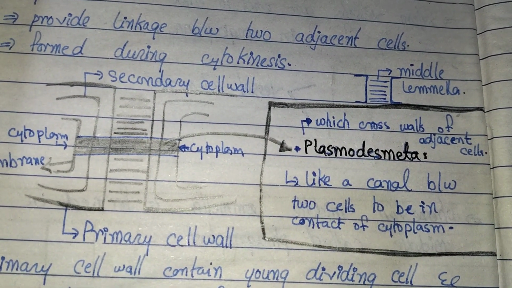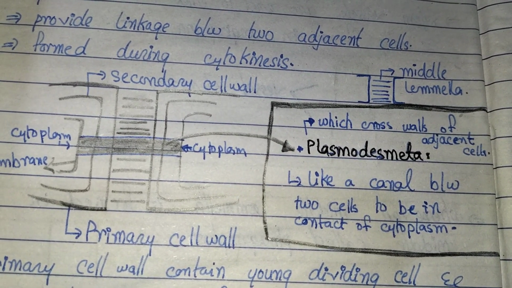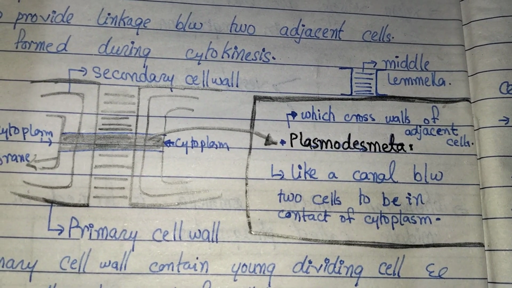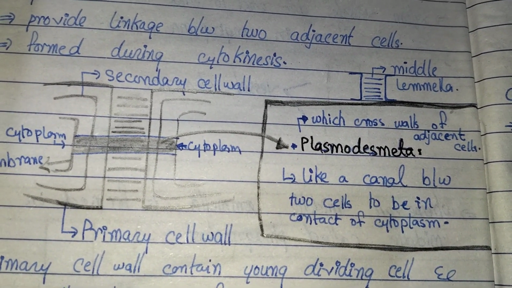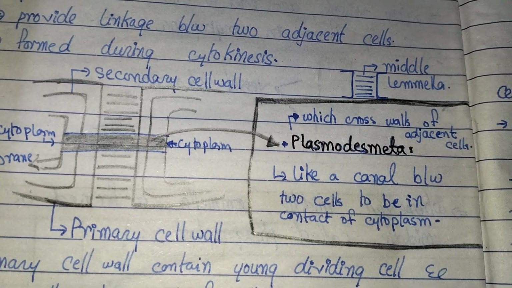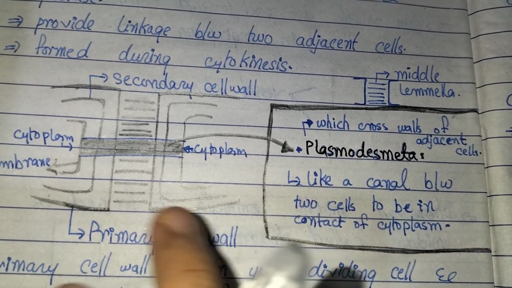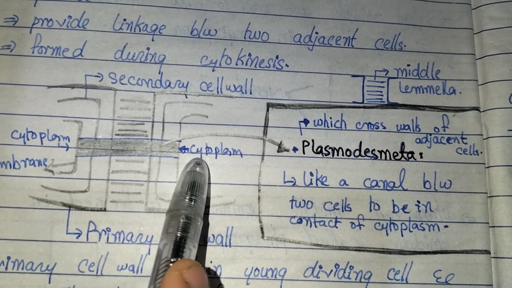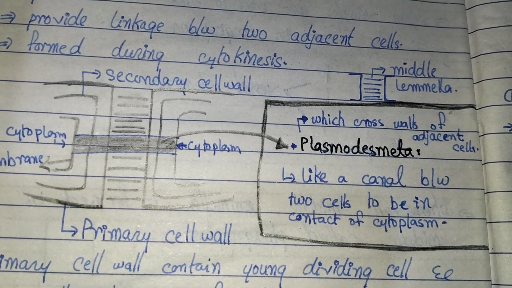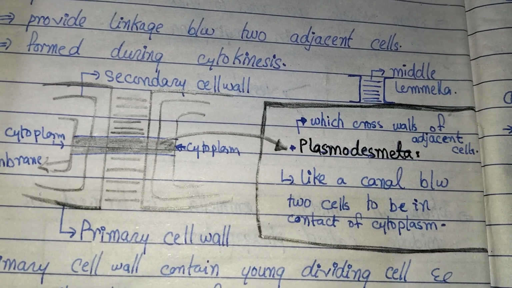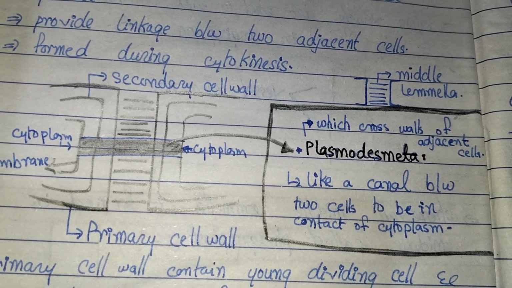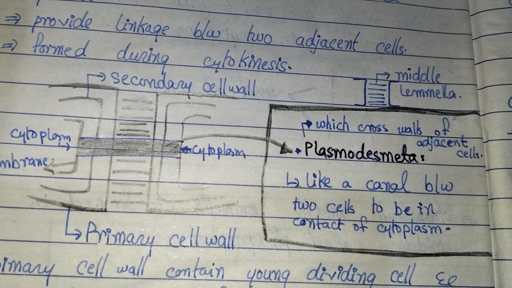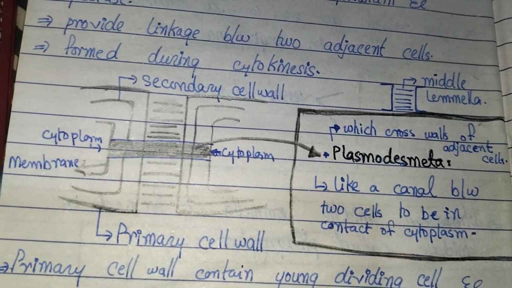It is a type of canal which crosses the walls of adjacent cells, and it is used to communicate and exchange the cytoplasm of both cells. This cytoplasm can go there, and this cytoplasm can go there. Plasmodesmata is a part where the cell wall is not present. From this path, cytoplasm can pass from one cell to another.